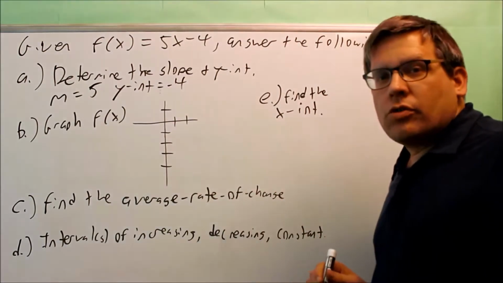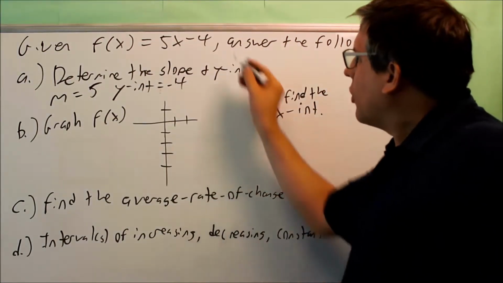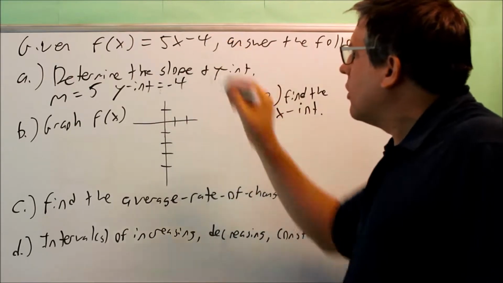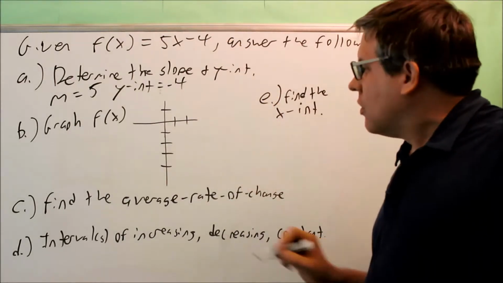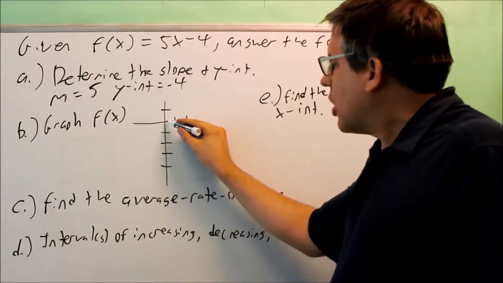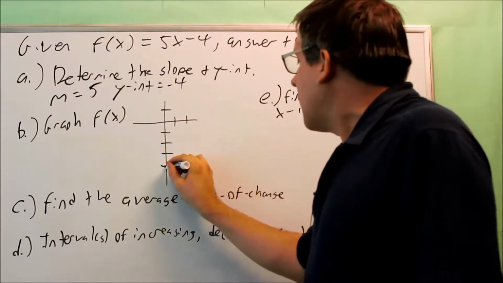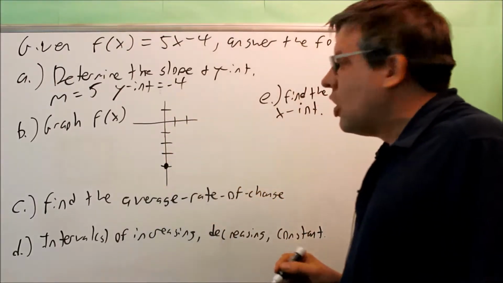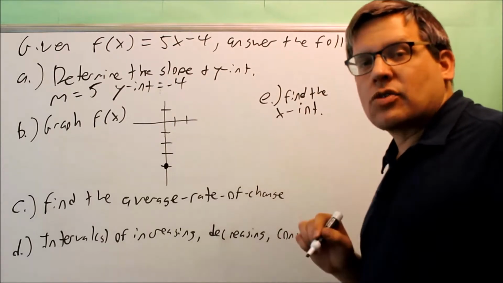For part B, we want to do a graph. For the graph, we want to first start with the y-intercept. The y-intercept is negative 4. So with this graph here, I'm going to first start by going down 4, and I'm going to make a dot right there. We're going to use the slope and the y-intercept to graph this one.